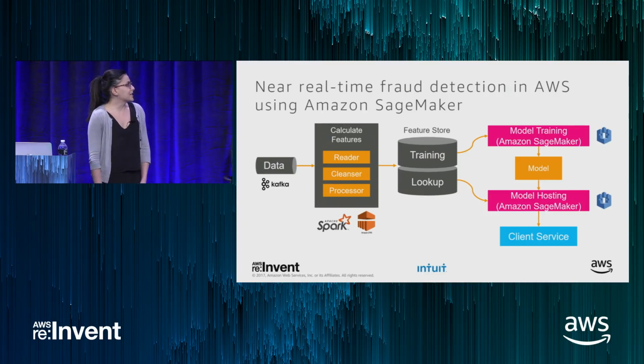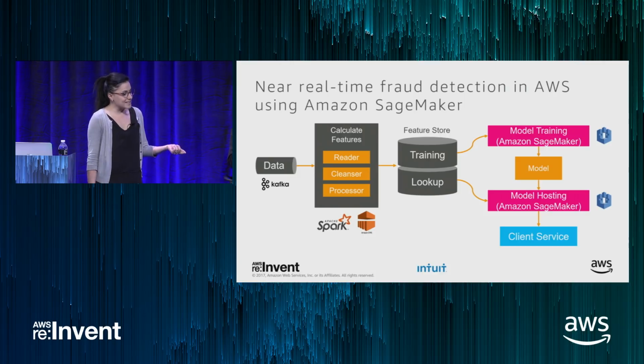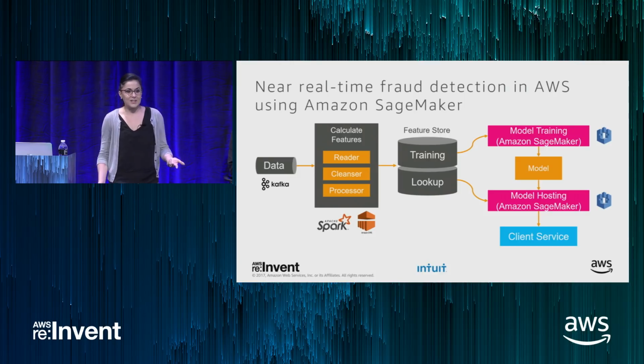So starting on the left-hand side, we have data. We're consuming data off of a live event stream and pulling it into a Spark application so that we can calculate features. Features are essentially the signals that we want to draw out of the data that allow us to build models to detect fraud. So this includes reading in the data, cleansing the data, and ultimately processing the data so we can pull those signals out of the data.